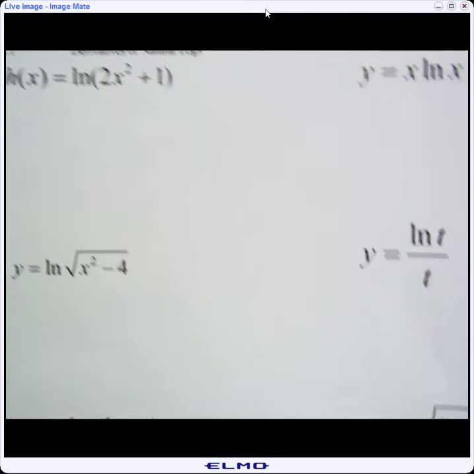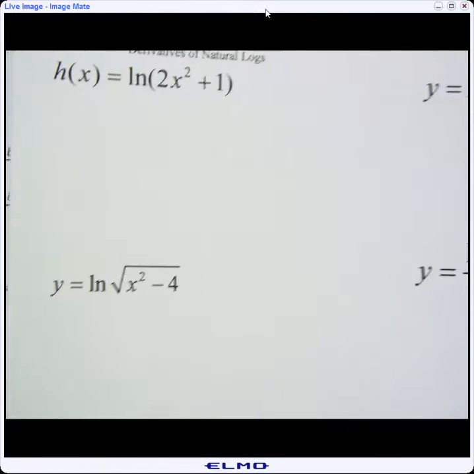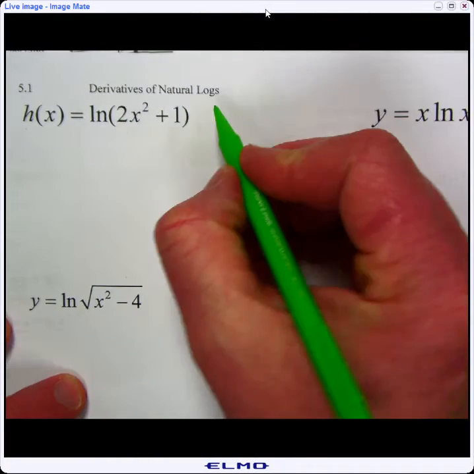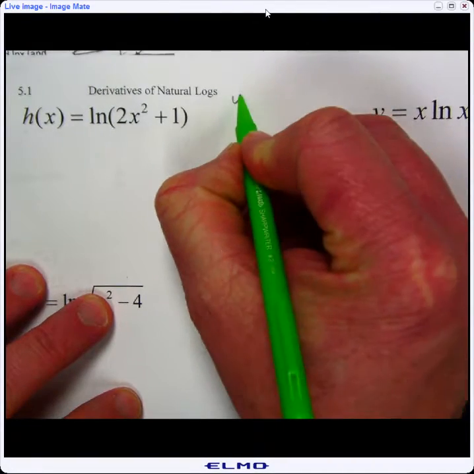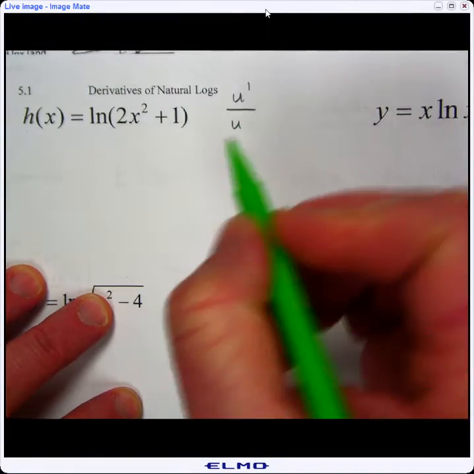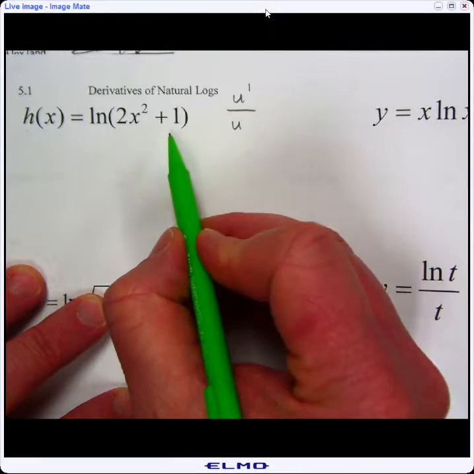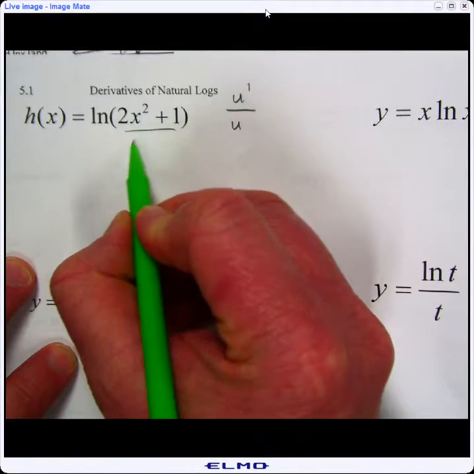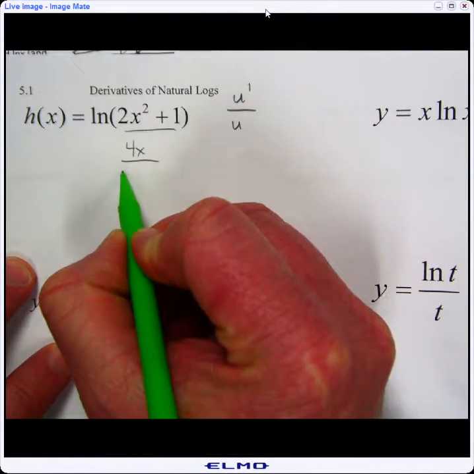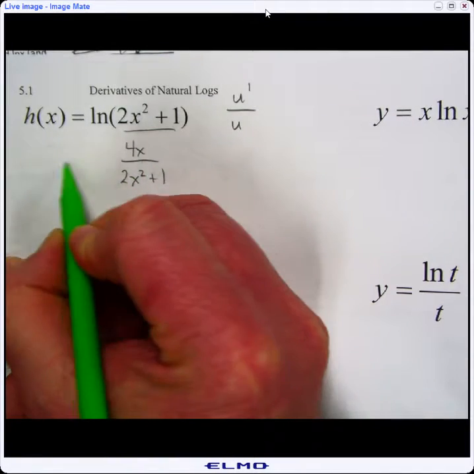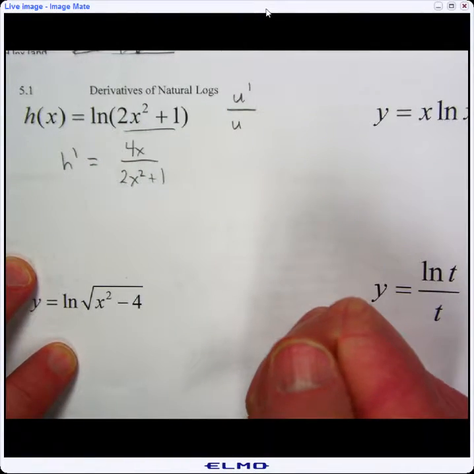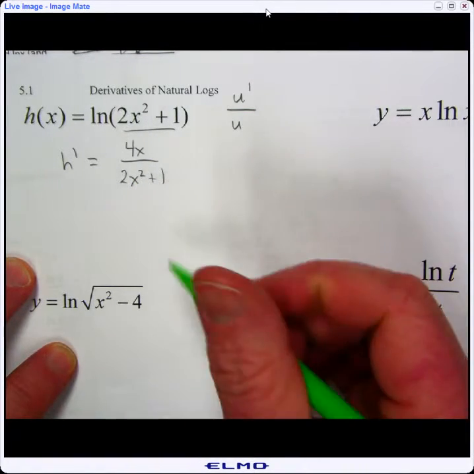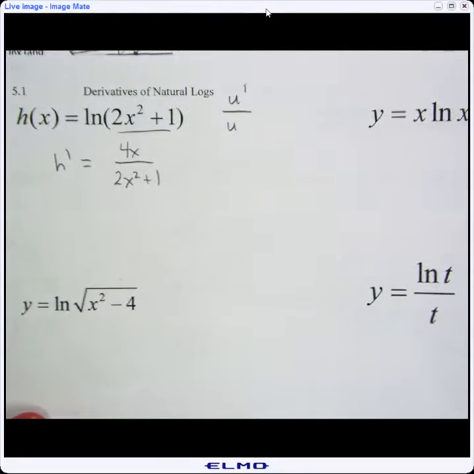I'm going to use this one. It's a little bit easier for me to write the space. So our property is to take the derivative of u over u. So u prime over u. So essentially the inside of the parentheses is your u. So u prime in this case would be 4x over u, which is 2x squared plus 1. So the derivative, h prime here, 4x over 2x squared plus 1. That's simple. Don't do silly algebra fouls, canceling out stuff. Just have the derivative there.